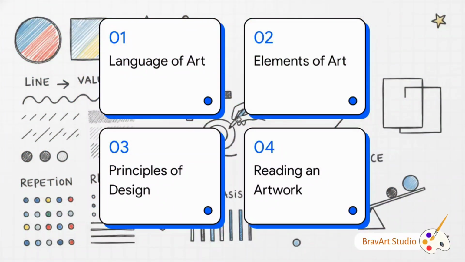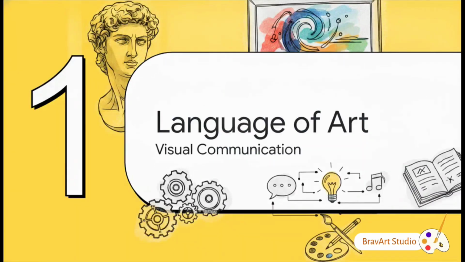Here is our roadmap for today's explainer. First, we'll cover the language of art. Second, the elements of art. Third, the principles of design. And finally, number 4, reading an artwork. Starting off with Section 1, the language of art and how we communicate through vision.